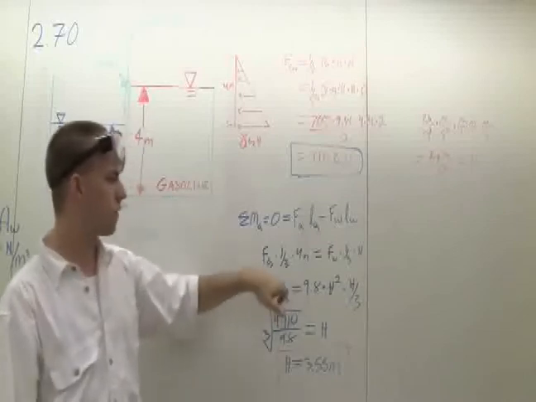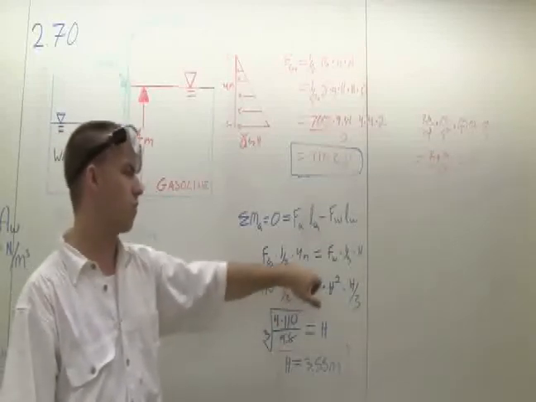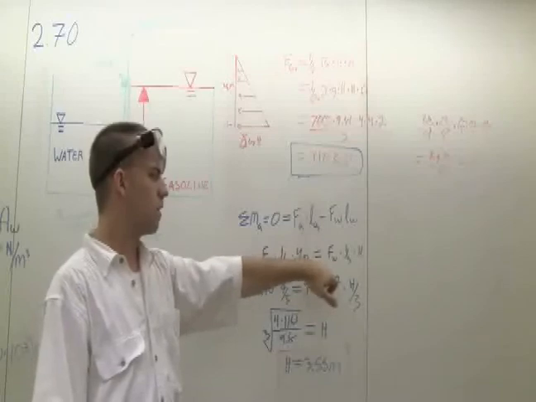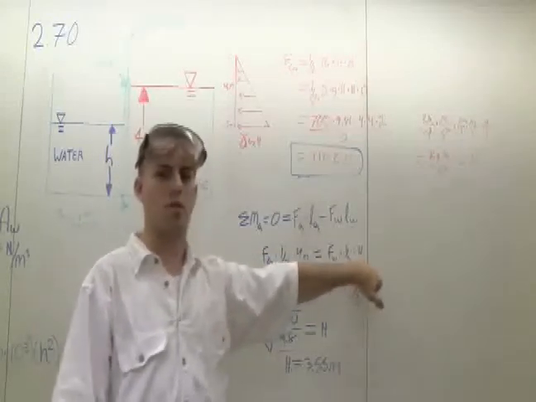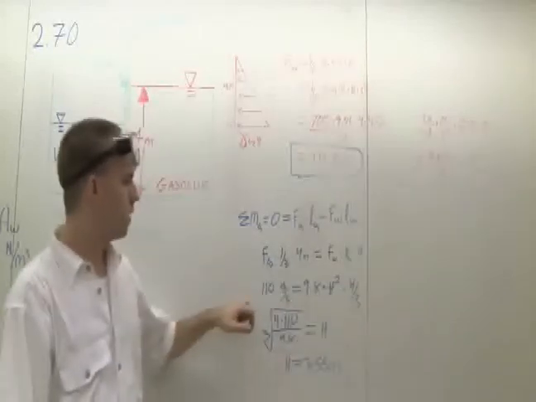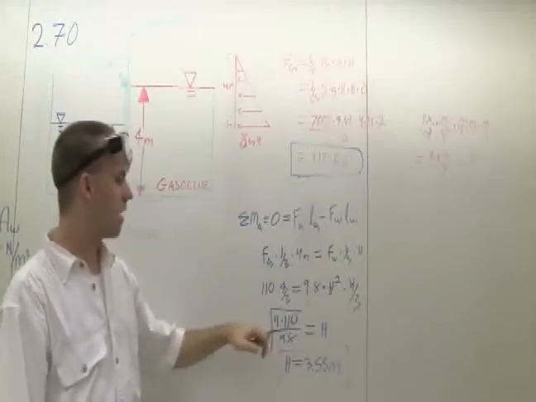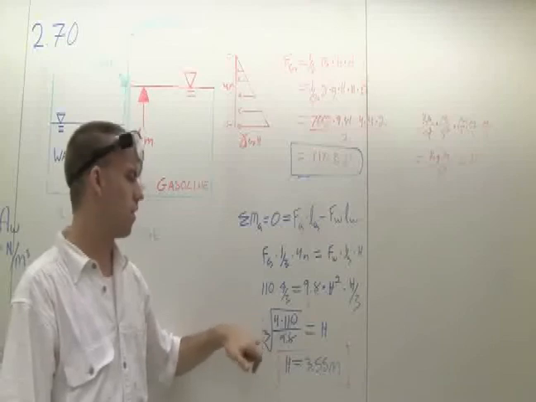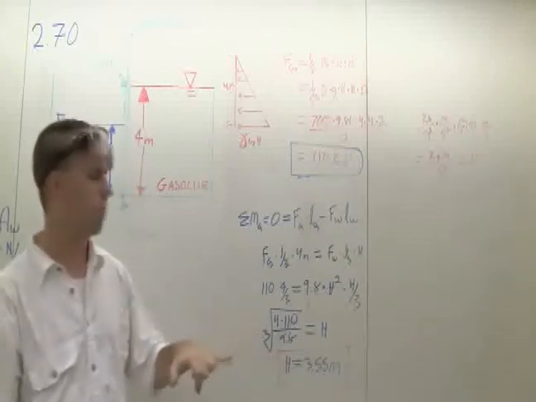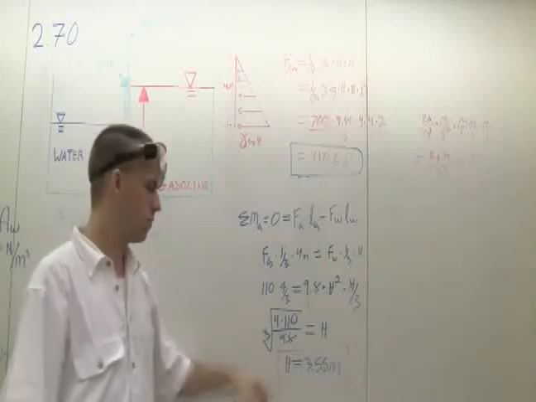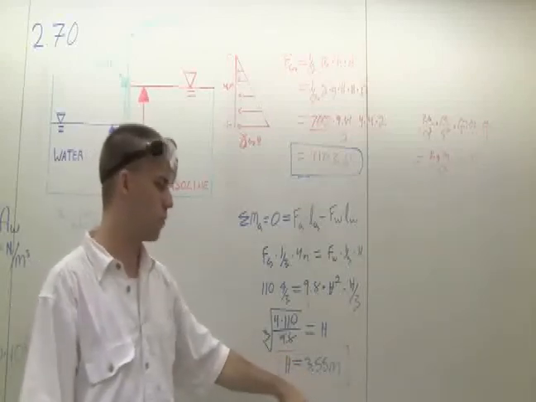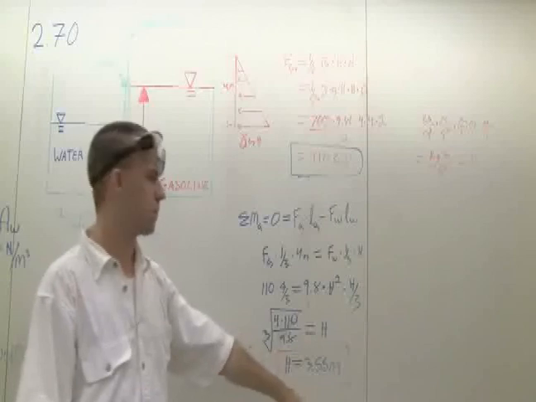So it's the force of the gasoline times 1/3 times 4 meters. And that is equal to the force of the water times 1/3 times some mystery variable h. Plug in the numbers, you get that h is equal to the cubed root of 440 over 9.8. And when you plug that into the calculator, because I can't do the cubed root in my head, find out that h is equal to 3.55 meters. Hopefully that's what you all got.